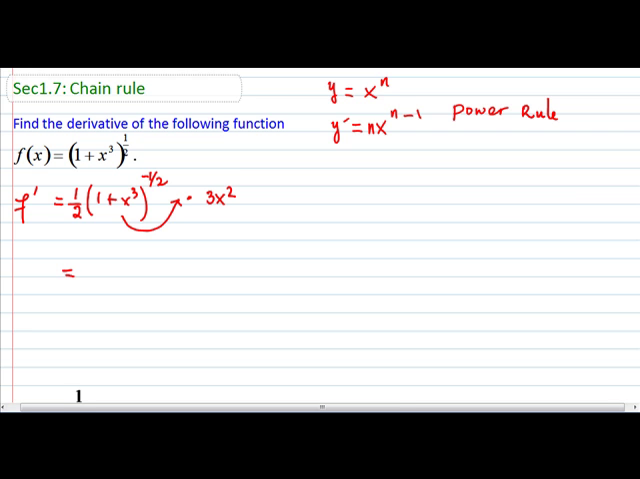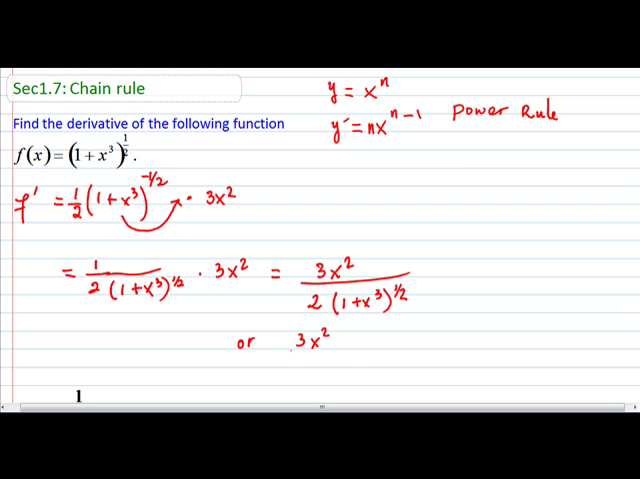Now all we have to do is simplify. I have a polynomial to the minus 1/2, so I put it underneath, which is 1 plus x to the cube to the 1/2, times 3x squared. Now, 1/2 times this is itself, so I have 3x squared over 2. You can rewrite this as 1 plus x to the cube to the 1/2, or you can rewrite this as a square root if you like. Either way, the answer is the same. That's it. That is our answer.